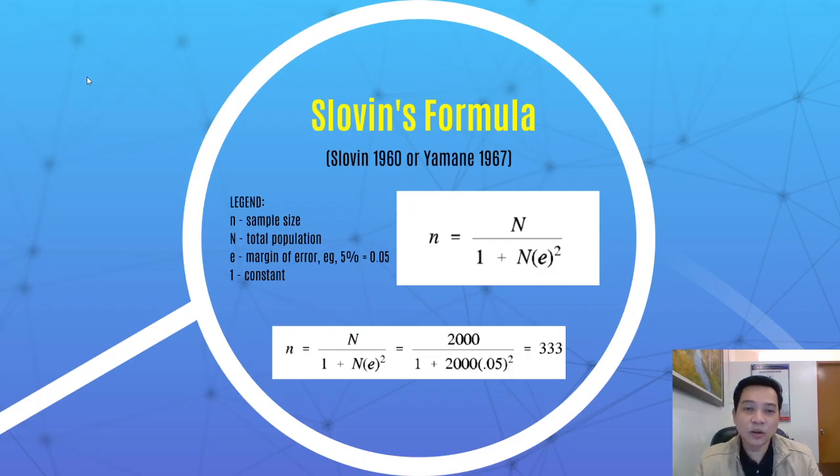This is by Slovin in 1960, or it's recited by Yamane in 1967, popularly known as Slovin's formula. And here is the formula. The small letter n represents the sample size. The capital N represents the total population. And then E stands for the margin of error.